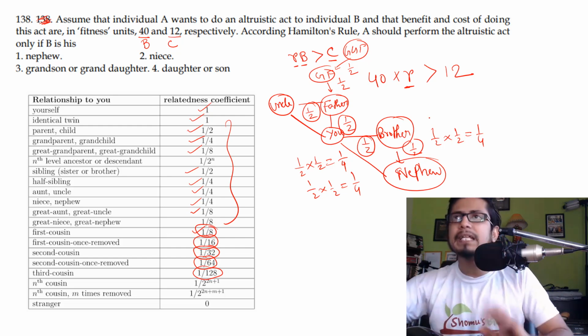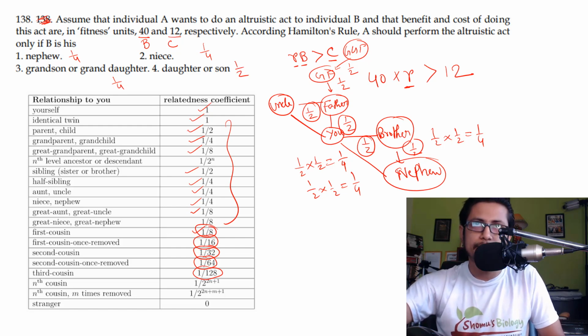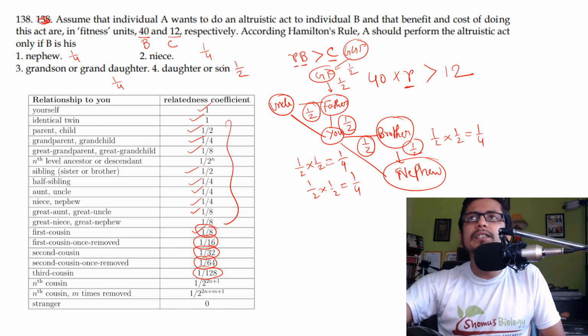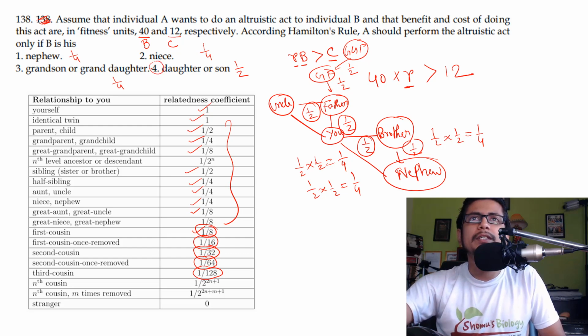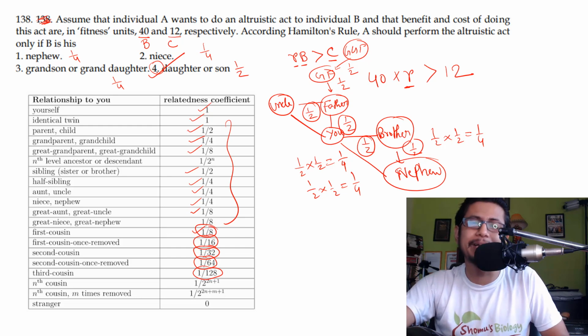Okay, so keep it aside. Now for a nephew the relatedness is 1 by 4, for niece 1 by 4, for grandson 1 by 4, for daughter and son half. So either the R value should be half or 1 by 4. Now if we know that, we can easily work it out, because that 1 by 4 is present in 3 options and only one option is correct. So obviously option 4 is correct, because if nephew is correct, then niece should be correct, then grandson, granddaughter should be correct. So by knowing that, we know it without even calculating the math.